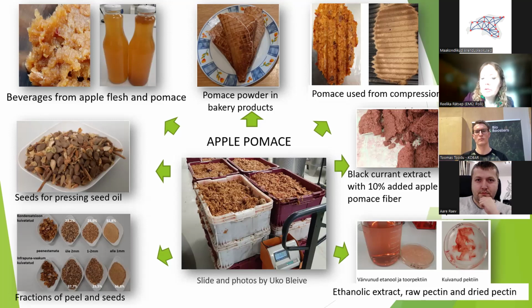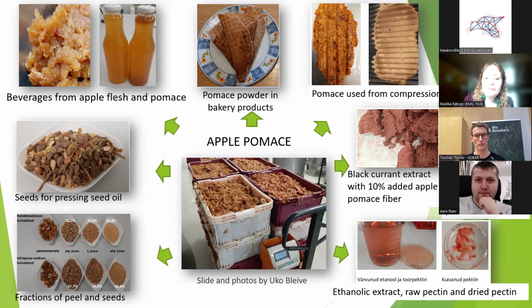Then we can use them in combination with different other fruits and berries. So we can mix the antioxidant-rich blackcurrant extract with the apple pomace fiber. So we can have 2-in-1, for example, in some products.